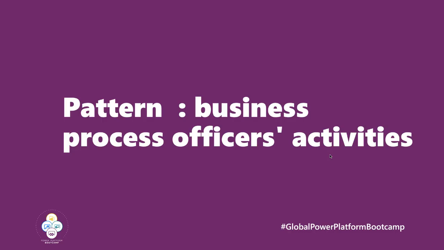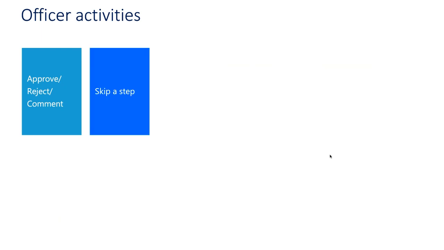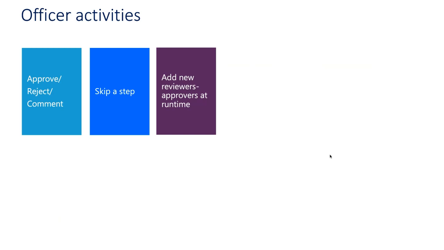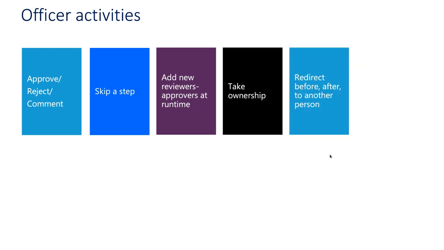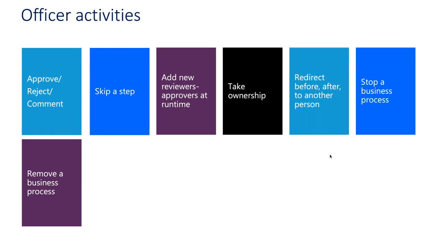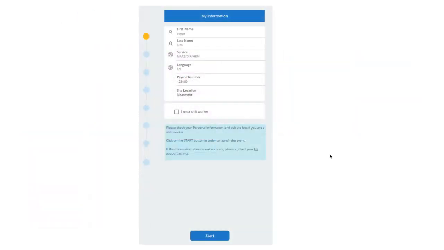And what are the business process officers' activities? So basically, let's see the following cases. The business activities are approving, rejecting, commenting, skipping step, add new reviewer at runtime. They should be able to add new reviewers at runtime. So changing the workflow, take ownership of the workflow, redirect before, redirect after, redirect to another person, stop the whole business process, remove a business process, discuss with colleagues in Teams, visualize cases.